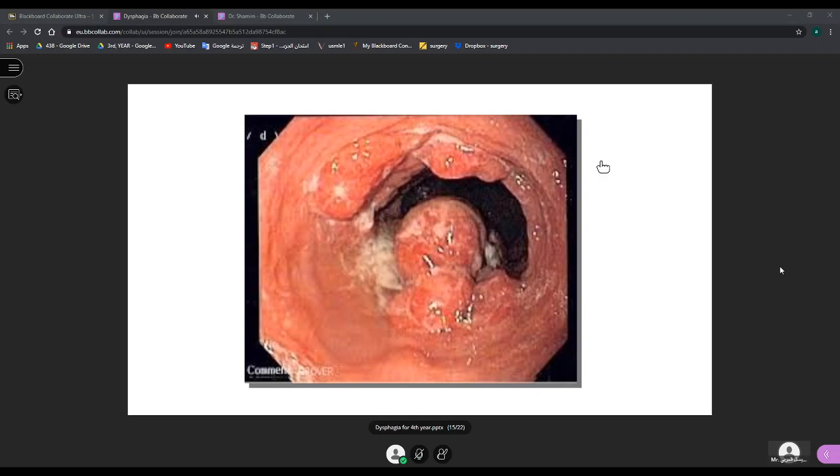Doctor, do esophageal varices cause the same symptoms as esophageal cancer? No, it does not actually cause dysphagia. It rather causes bleeding, but it does not cause dysphagia.